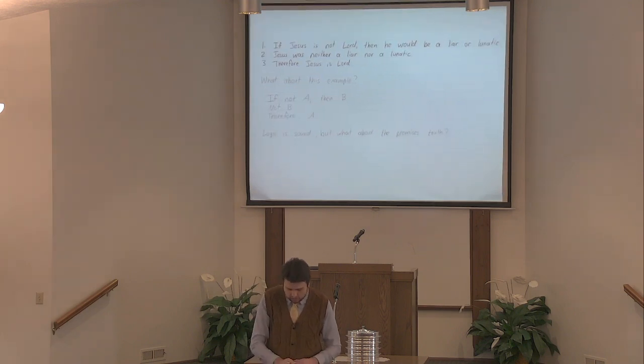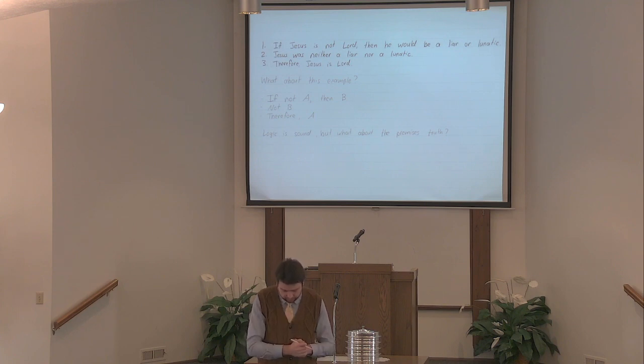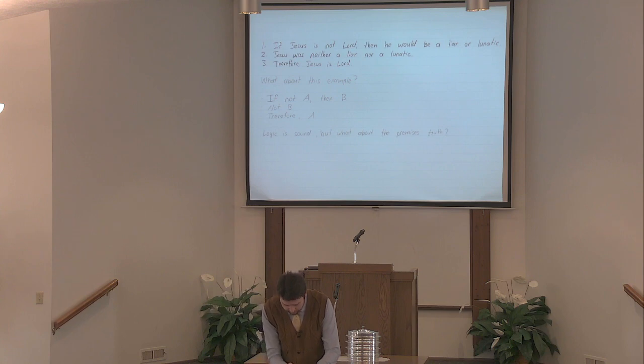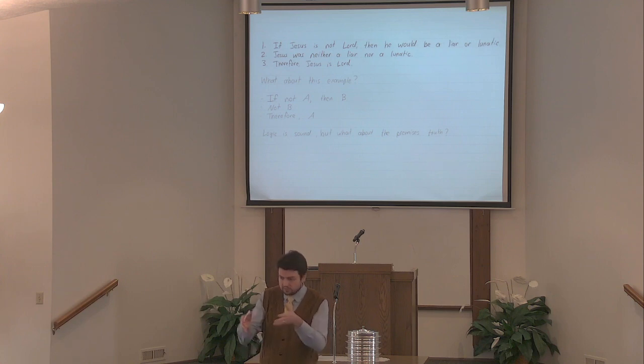Premise 1: If Jesus is not Lord, then he would be a liar or a lunatic. This is actually a quote that I believe C.S. Lewis made. Premise 2: Jesus was neither a liar nor a lunatic. Premise 3: therefore Jesus is Lord. Here we have the structure, and I've written it out here. If not A, then B, and then we say B is not the case, B is not true, therefore A is true. Again, if Jesus is not Lord, then he would be a liar or lunatic. We're saying that's not the case, so the condition that would lead to Jesus being a liar or lunatic, if he wasn't Lord, is therefore not true, so Jesus is Lord.